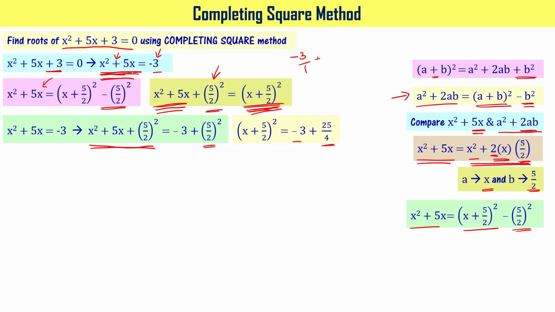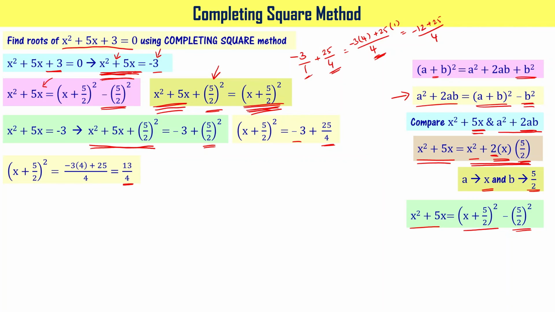-3/1 + 25/4 can be written with 4 as the LCM of 1 and 4. Now let me write -3 times 4 divided by 1, that is 4, plus 25 times 4 divided by 4 is 1. It means (-12 + 25)/4. So (x + 5/2)² equals (-12 + 25)/4, that is equal to 13/4. Now what you have is (x + 5/2)² equal to 13/4.